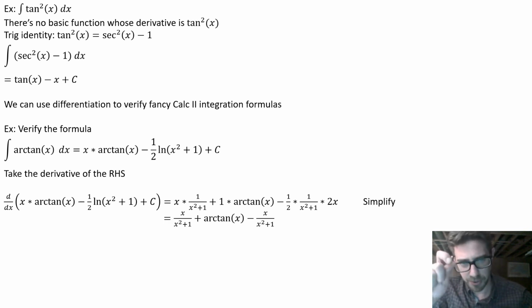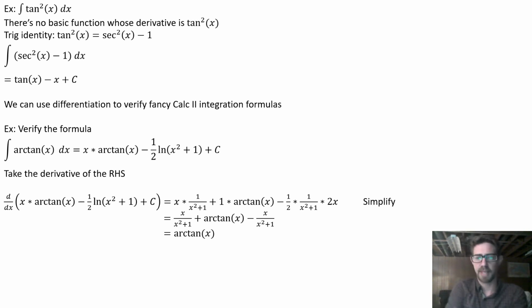So that first term you can just write as x over x squared plus 1. That second term is just arctangent. And that third term, the 2's cancel out, so you can just write that as minus x over x squared plus 1. And the c went away in the first place, because we're differentiating. So look at what you have. The first term and the third term cancel each other out. And lo and behold, it's right.